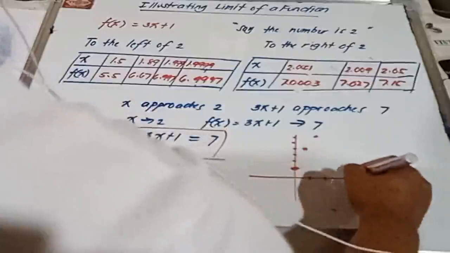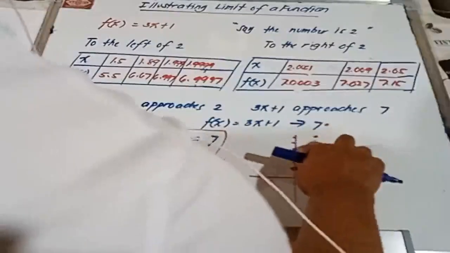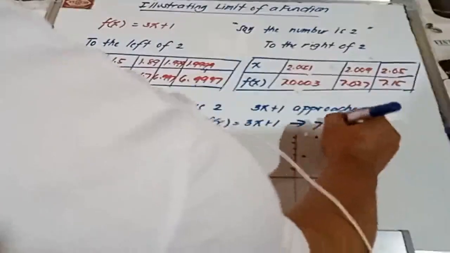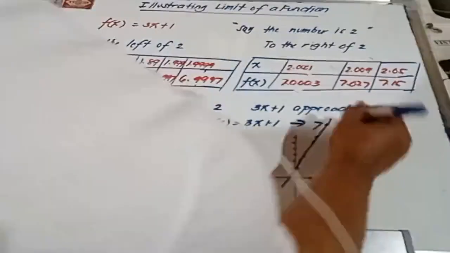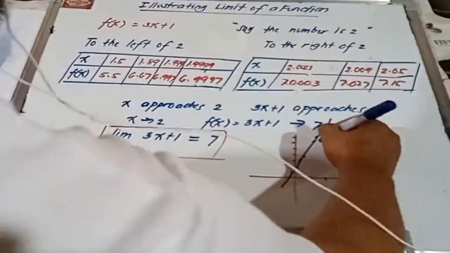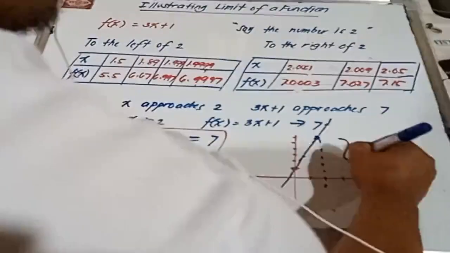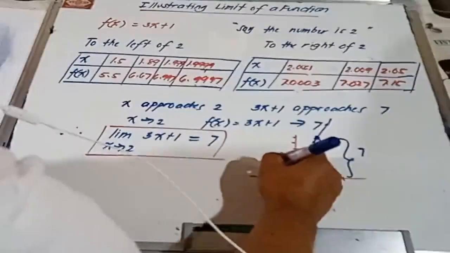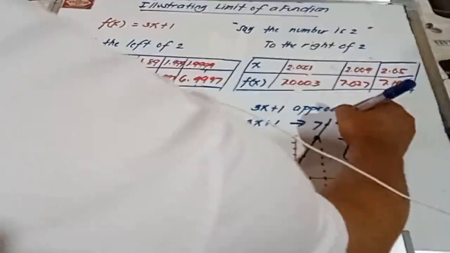Ito, ito. Sabihin, ganito yung graph natin. So, ito yung 2 natin. 2. Ito yung 7. Okay. Ito ay 0, 1. Ito ay 3, 10. Okay.